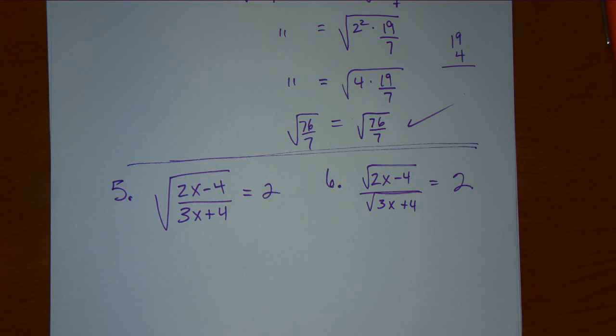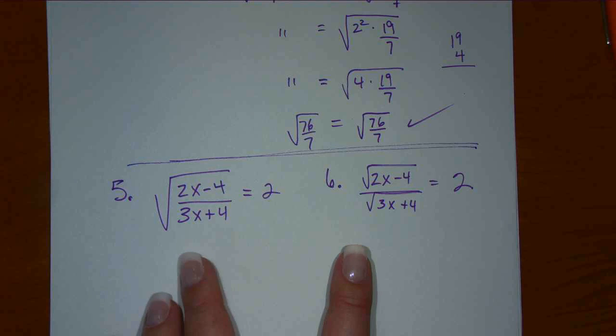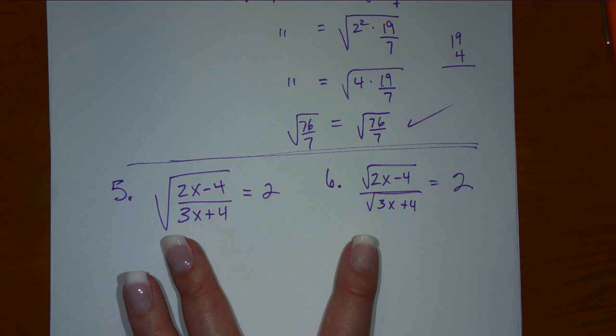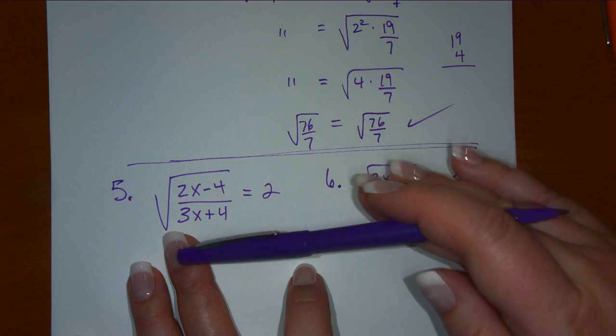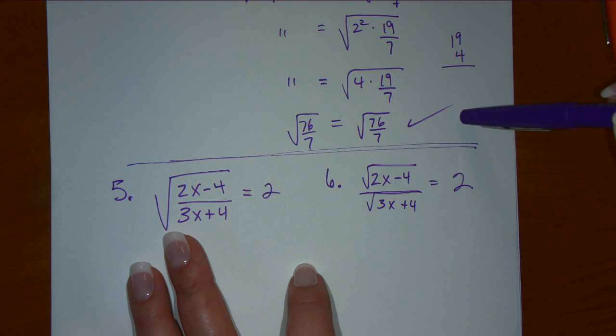So they're very similar. Okay, what's the difference? Can you see the difference? They're not the same. The square root signs are different. This one is over the whole fraction, and this is over each piece individually.